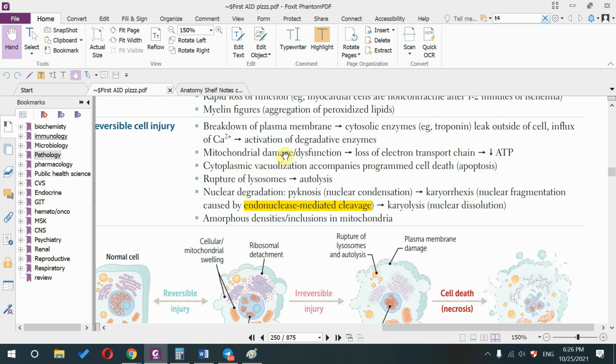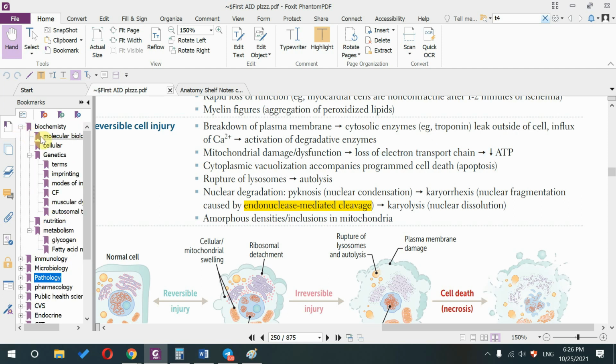Also hydrolase is a degradative enzyme, but the main one you have to know is caspase. So what happens exactly now? The mitochondrial damage and dysfunction lead to the loss of electron transport chain. You're like, wait. What is this electron transport chain? It was back in biochem, if you remember.